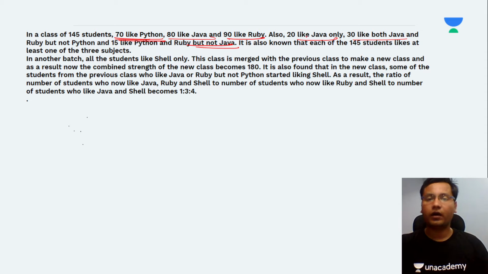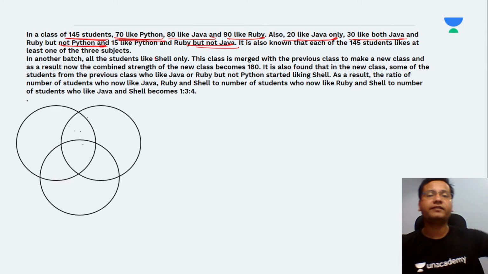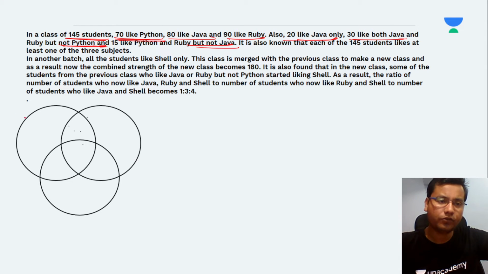Now the further statement says 20 like Java, 30 like both Java and Ruby but not Python. This is important again, guys. So 30 like both Java and Ruby but not Python. Whatever we have read till now, let's represent this in a Venn diagram. So this is the Venn diagram. The total sample space is 145 students, in which 70 like Python. Let's say this circle is for Python, P for Python, and 70 students like Python. So this is 70, overall 70.